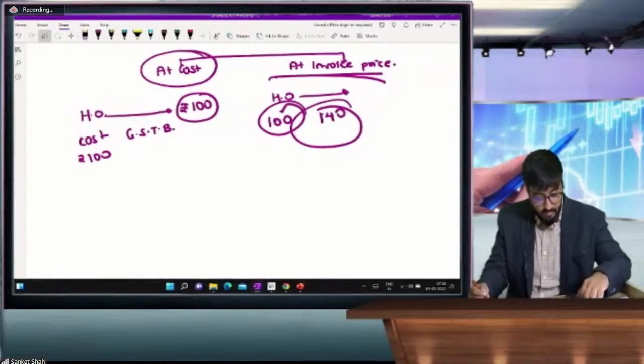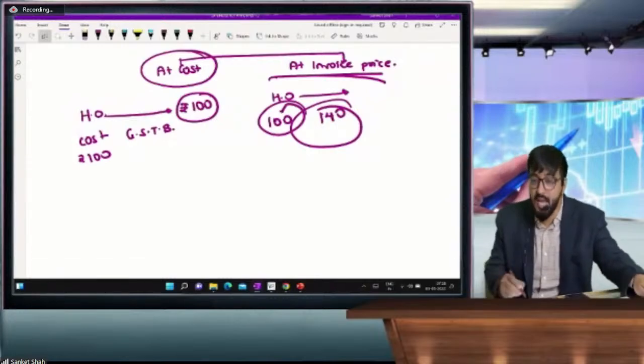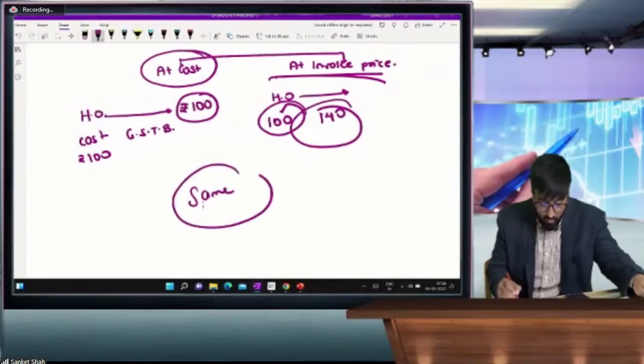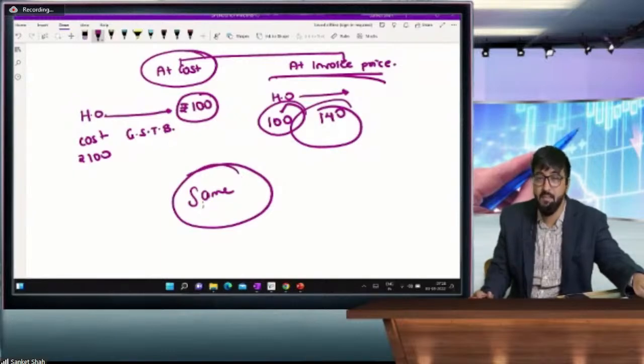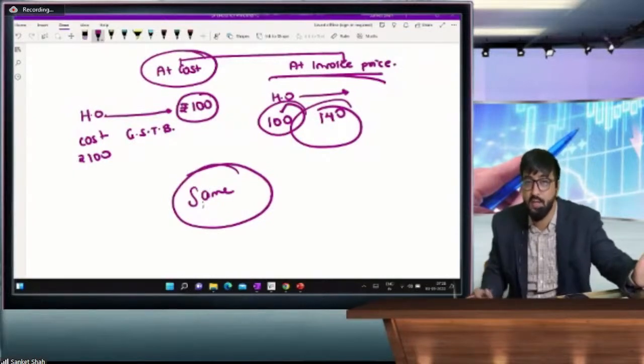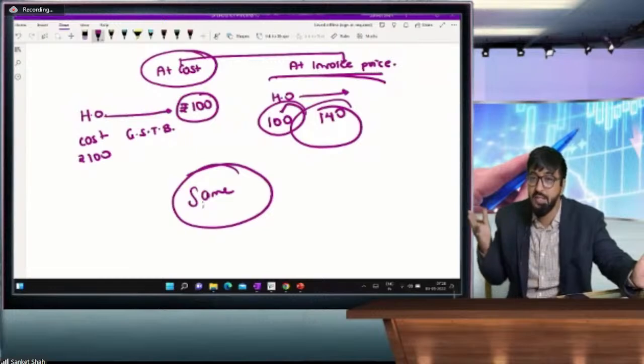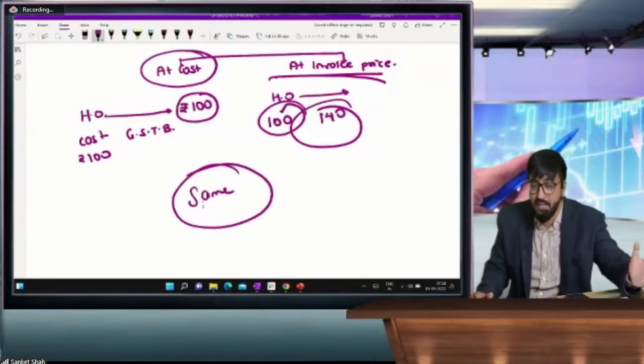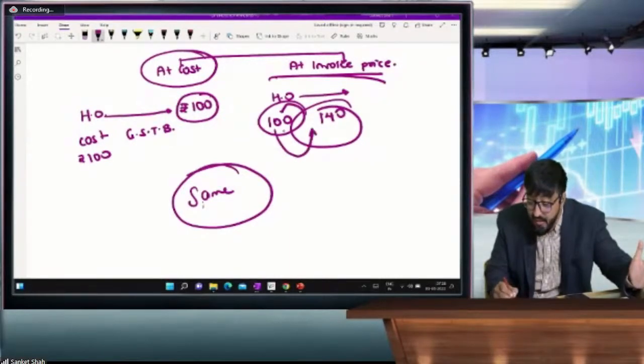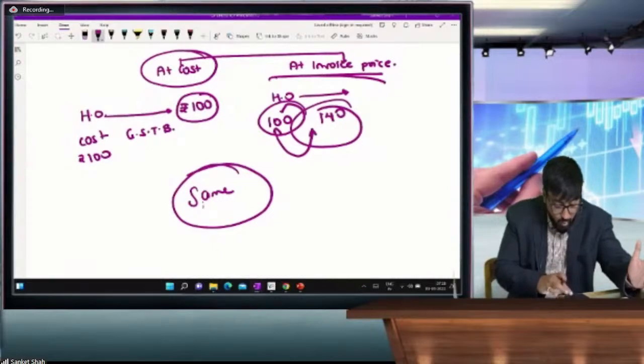Okay, so profit will be same. So Ritika ji, your answer is wrong. Profit will be the same either at cost or at invoice price. Because my cost is rupees 100 and the branch will sell these goods at any price, my profit will be the same. And remember, I am going to cancel this unrealized profit. Pooja ji answered, sir, same profit.